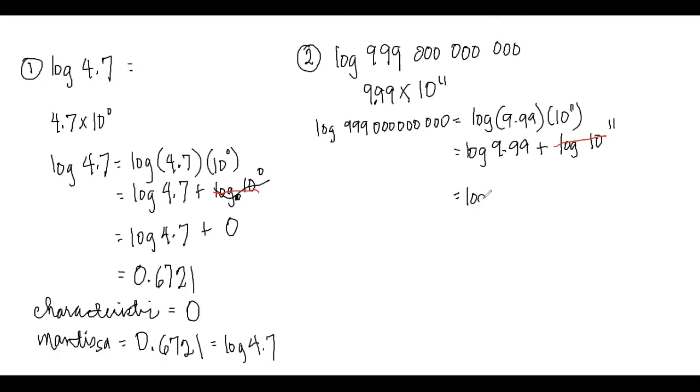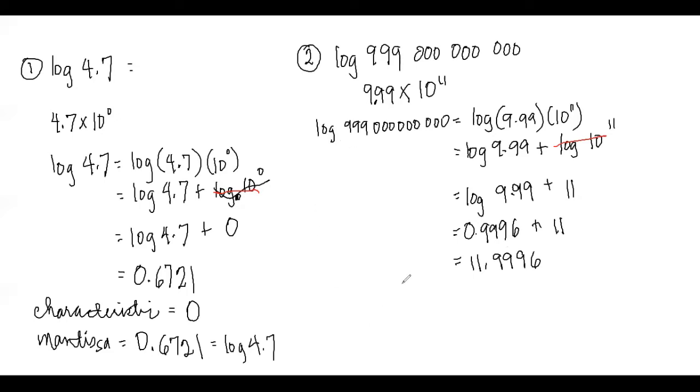So, we have the logarithm of 9.99 plus 11. Okay. So, what is the value of logarithm of 9.99? So, the logarithm of 9.99 is, tama ba? 0.9996. Tama, sir. 0.9996 plus 11. So that would be equal to 11.9996.